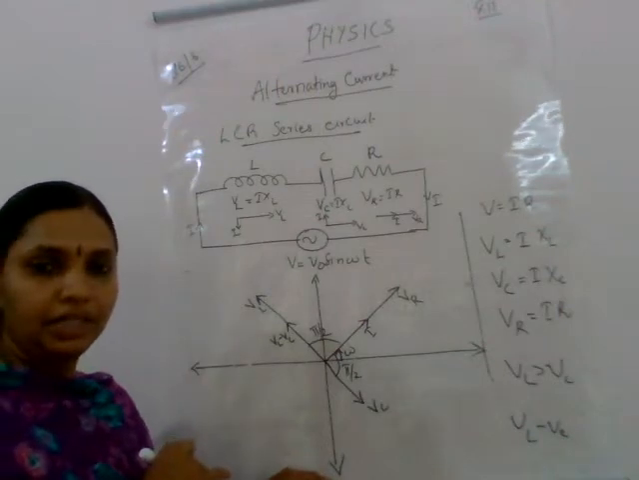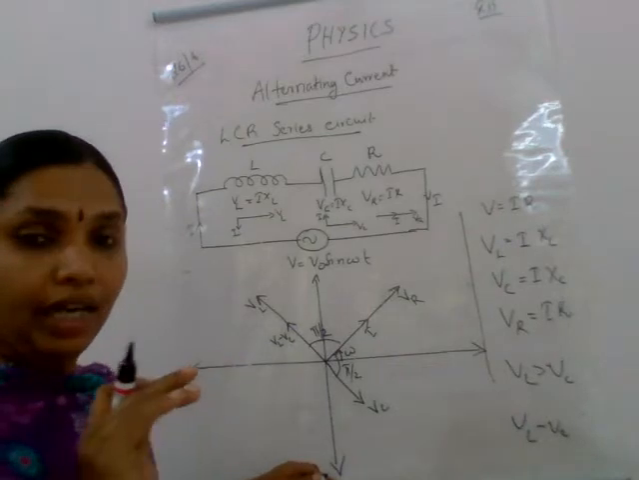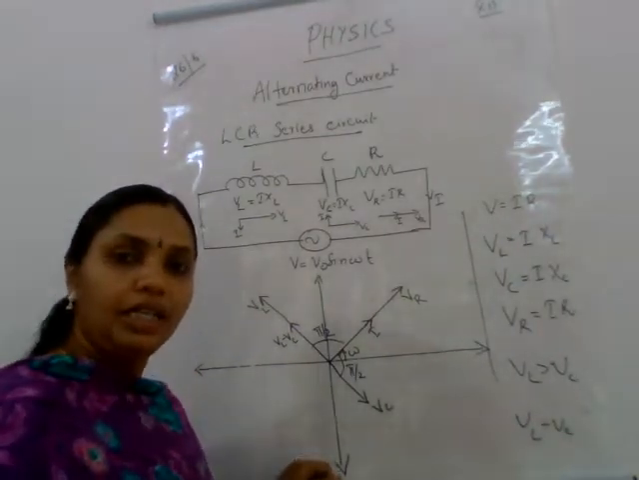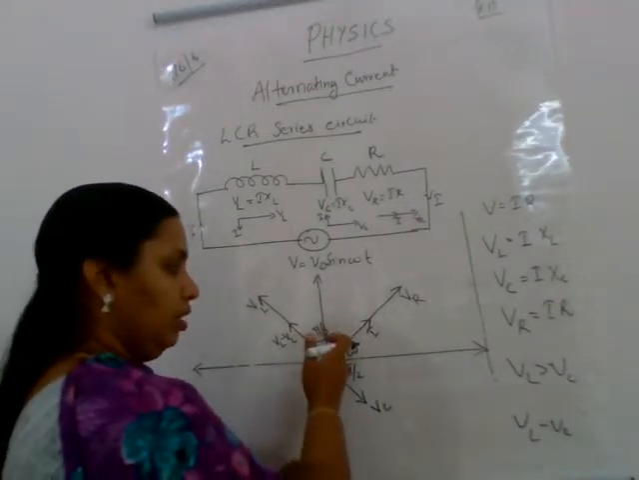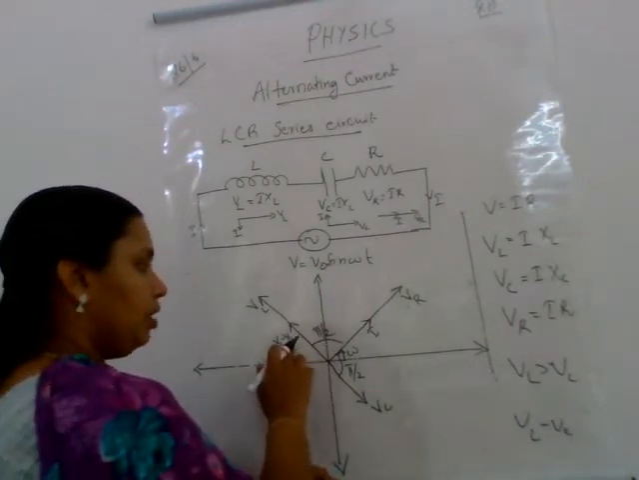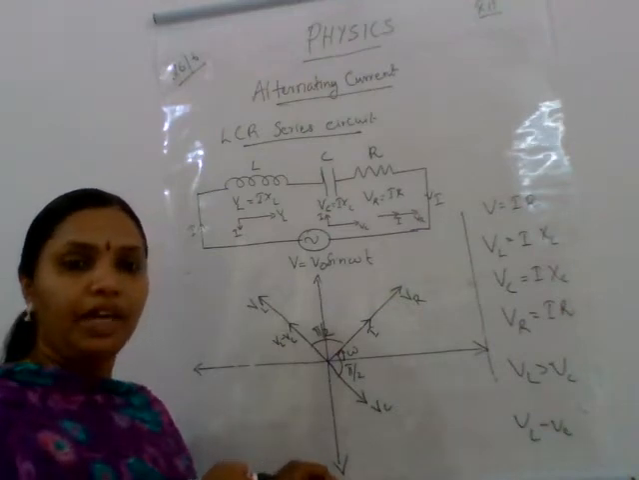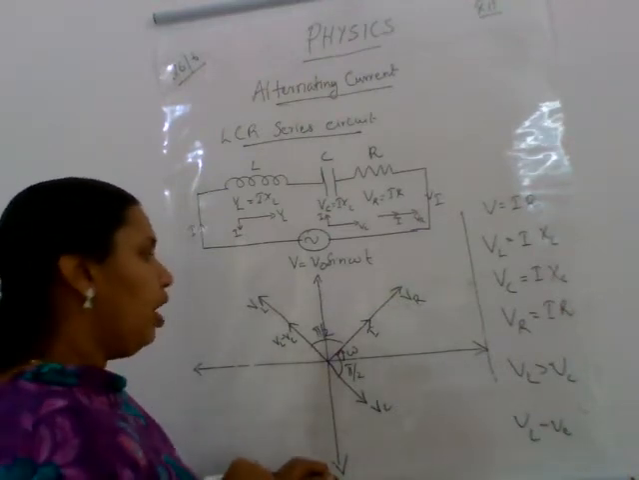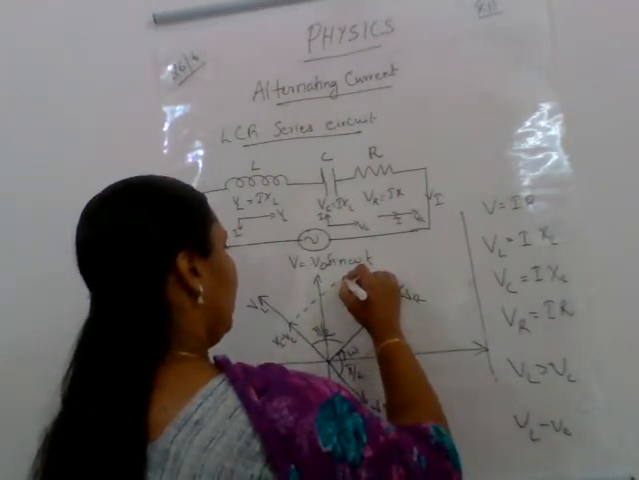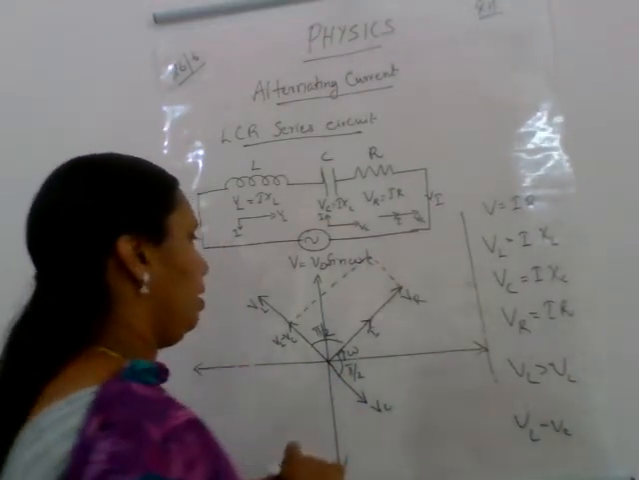So how will you find out the resultant of those 2 vectors? We can apply any of the laws of vector addition, isn't it? Which are the parallelogram law and the triangular law. Here it is easy to follow the parallelogram law of vector addition, isn't it? Because VL minus VC and VR we can consider as the 2 sides of a parallelogram. So how will you find out? If I am joining these 2 sides, it is a parallelogram, isn't it?